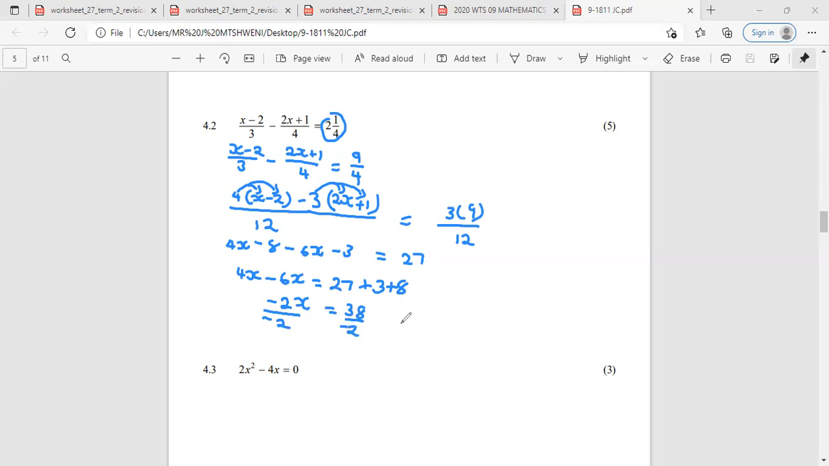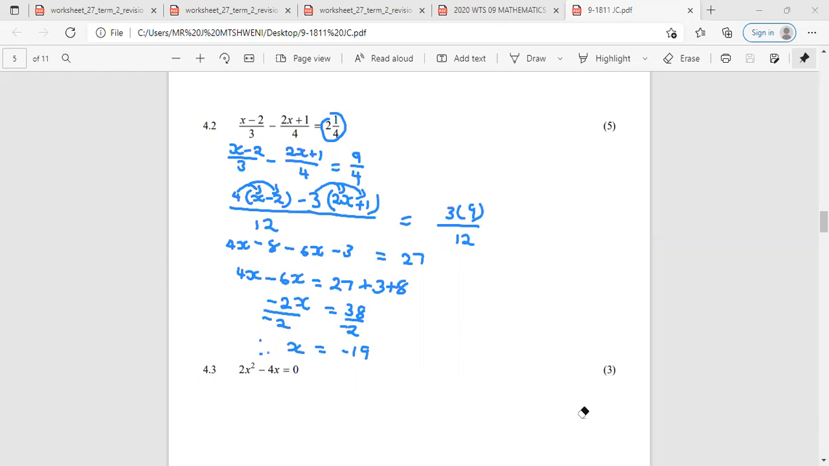Divide by -2. Therefore, x is equal to, what is 38 divided by 2? We get 19, so -19. That's how you solve this problem.